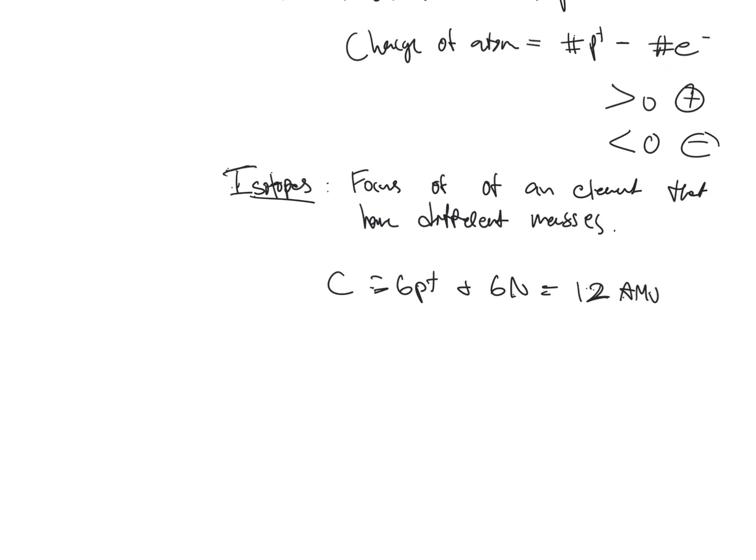But carbon can also have, and this is carbon 13, 6 protons in its nucleus and 7 neutrons, for a total mass of 13 AMU. Now the charge is still the same. It's 0. If you have 6 electrons, 6 protons, and 6 neutrons, the charge is 0. If you have 6 protons, 6 electrons, and 7 neutrons, the charge is still 0. The only difference here is the mass of the carbon.